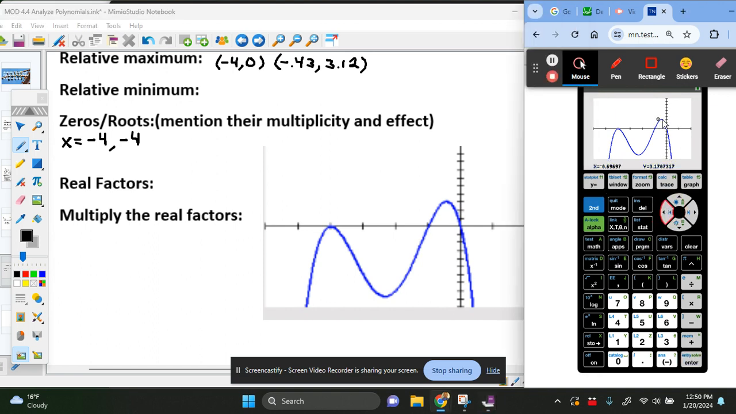And by the way, this second relative maximum is the maximum of the entire graph, because this graph goes down forever here, down forever over here. So that is the highest point on that graph.